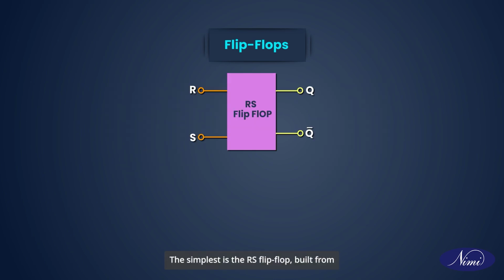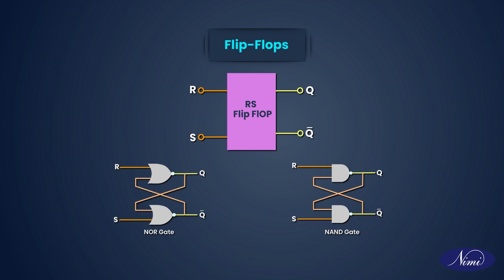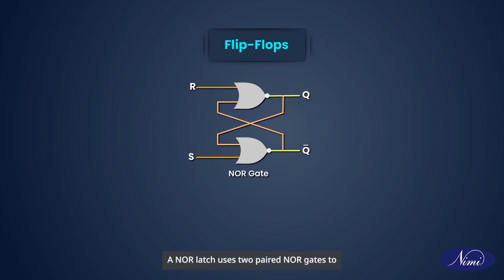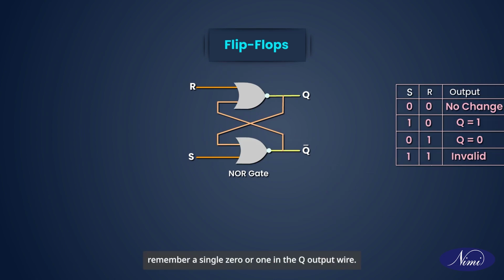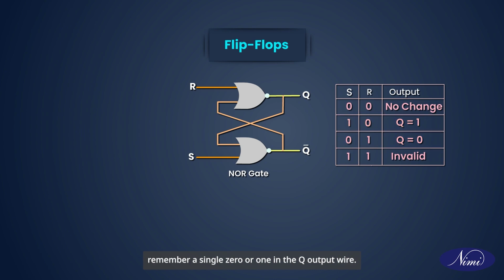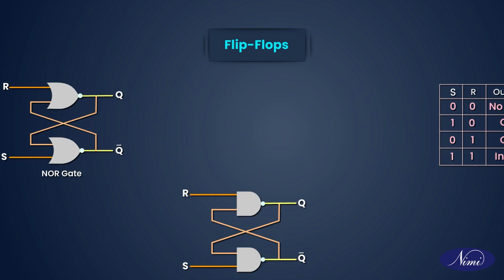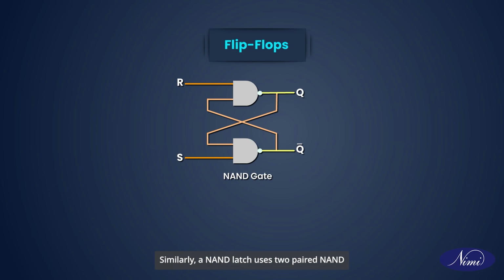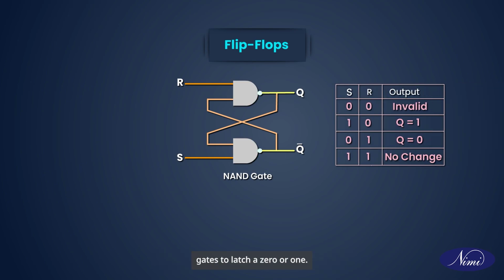The simplest is the RS flip-flop, built from pairs of logic gates called NOR or NAND. RS flip-flops have R and S input wires to reset to 0 or set to 1. They also have Q and Q bar outputs to show the stored number. A NOR latch uses two paired NOR gates to remember a single 0 or 1 in the Q output wire. It works based on the four possible combinations of the R and S input wires. Similarly, a NAND latch uses two paired NAND gates to latch a 0 or 1.